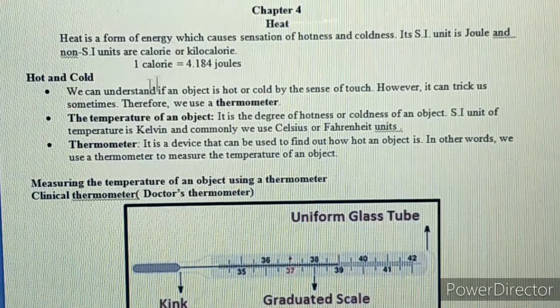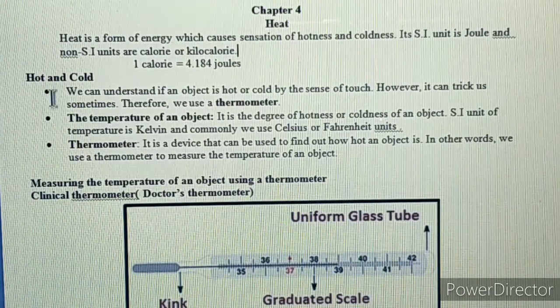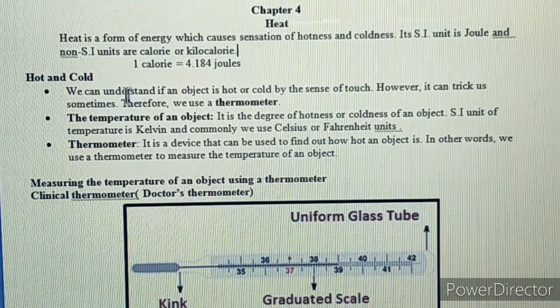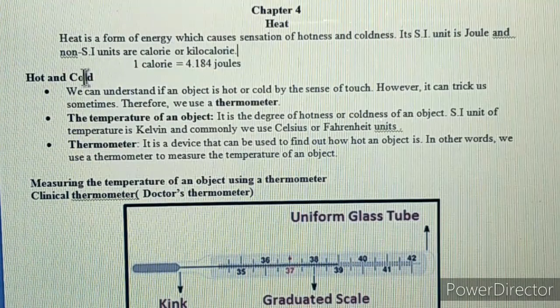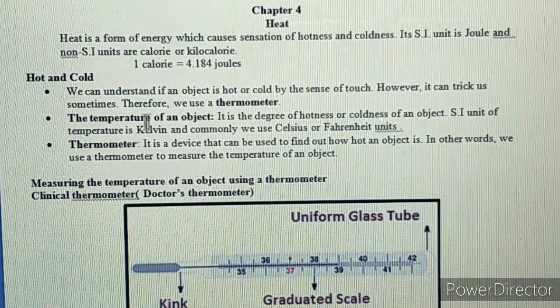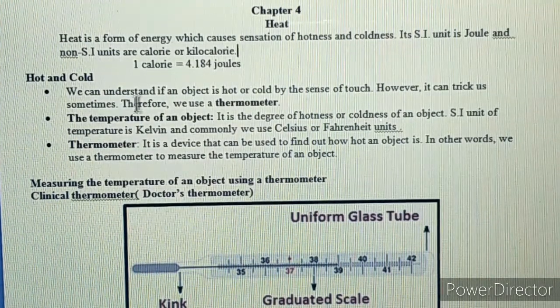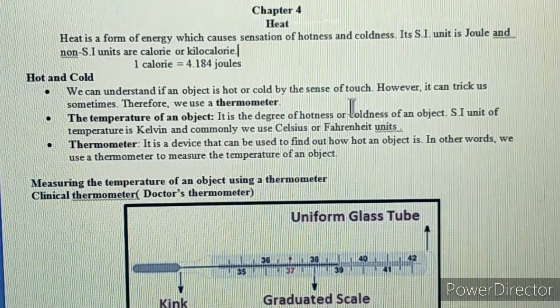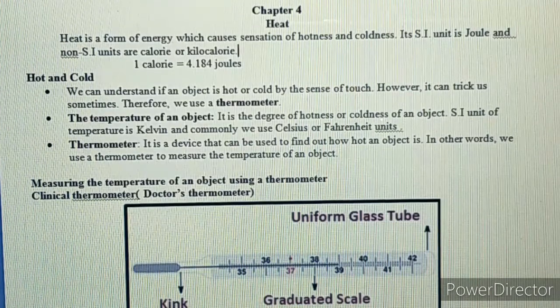Now, when we are talking about heat, we should know the meaning of hot and cold. Sometimes we touch hot tea and we say, oh, it's very hot. And sometimes when we touch ice, we say, oh, it's very cold. So we can understand if an object is hot or cold by the sense of touch. However, it can trick us sometimes.